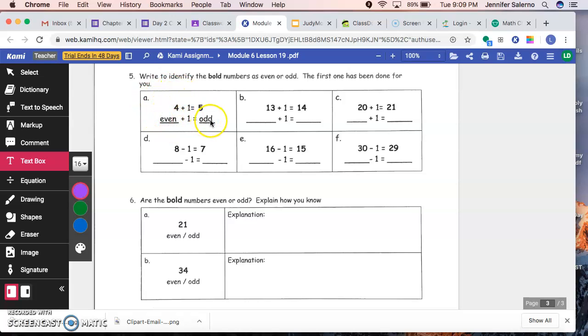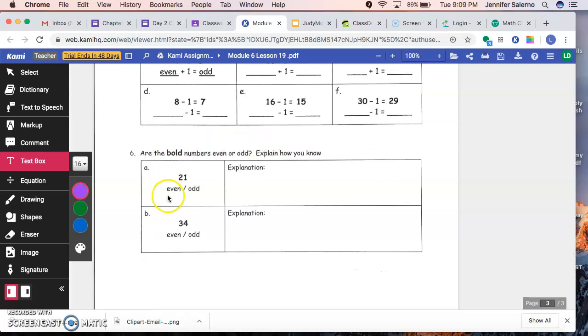They wrote even and odd out. Again, you are allowed to put E for even or O for odd, okay? And again, you're focusing on this number, which is even. For 4 is even, plus 1, 5 is odd. Remember, 2-digit numbers, you are focusing on the ones place, okay? And then you're going to do exactly what we just did above. They're going to show you the number. You circle if it's even or odd. And then in a sentence, you tell me how you know, okay?